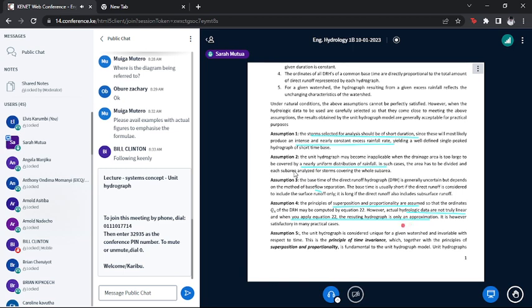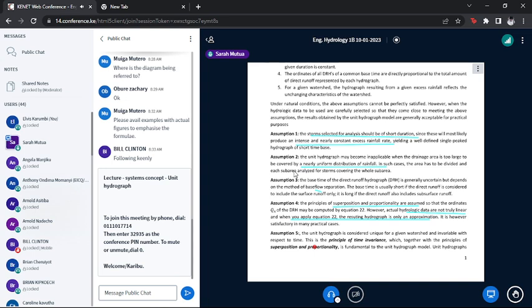And then finally, on assumption number 5, the unit hydrograph is considered unique for a given watershed and invariable with respect to time. So the unit hydrograph for Athi River, for example, of course, the river is too big, so you may have to break it into subcatchments. But imagine a small subcatchment of the Athi River. It won't be unique when you compare it to a unit hydrograph of another catchment. And it does not vary with respect to time.